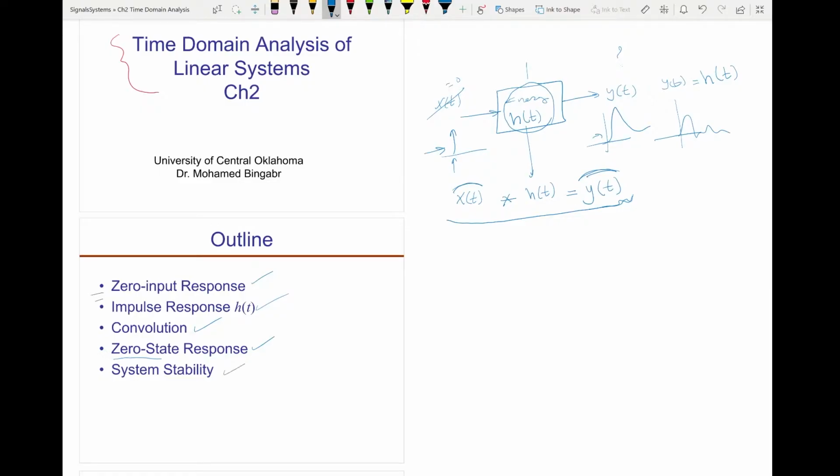The last topic will be system stability. How do we analyze the system based on h of t, the impulse response, and the characteristic root? How do we determine if the system is stable or not, especially internal stability? Okay, in this video we will cover the zero input response.